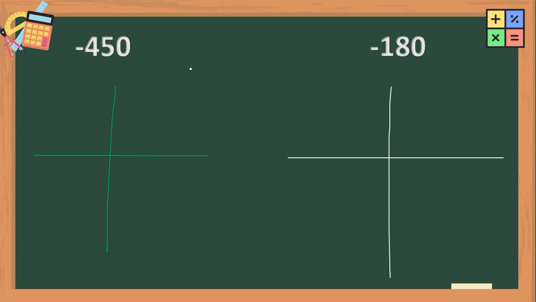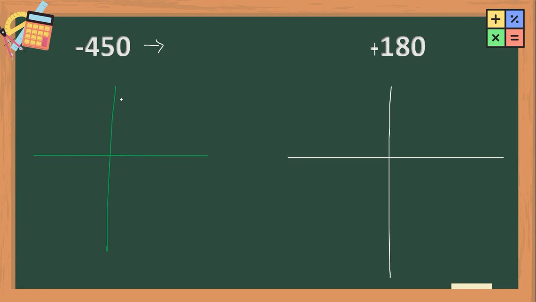Quadrant 1 to 4 lang. So anong quadrant tong negative 450? Sige nga. Anong quadrant si negative 450? And then ito positive na lang yan kasi negative na ito. Sige nga, anong quadrant si 450?